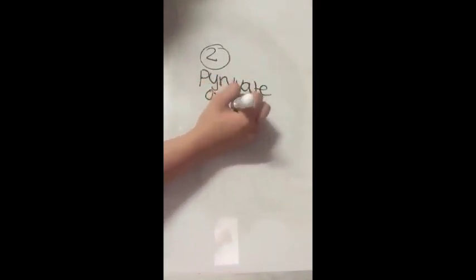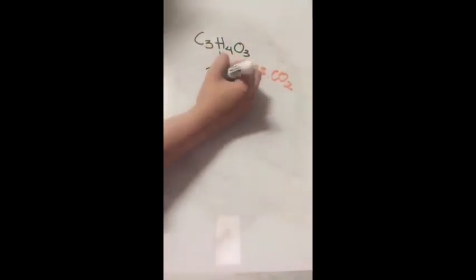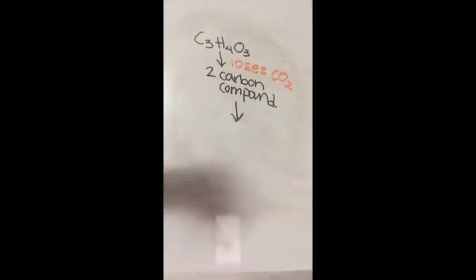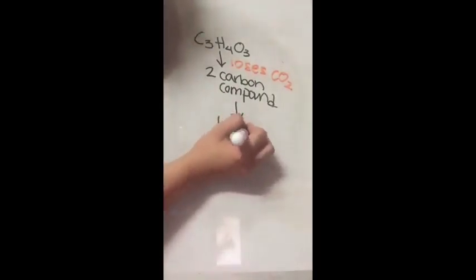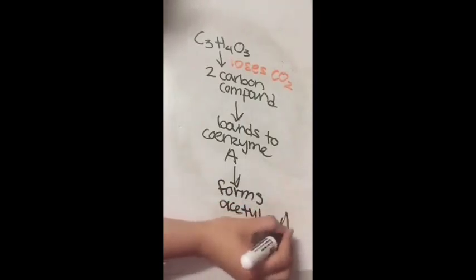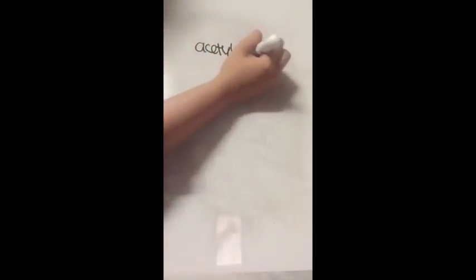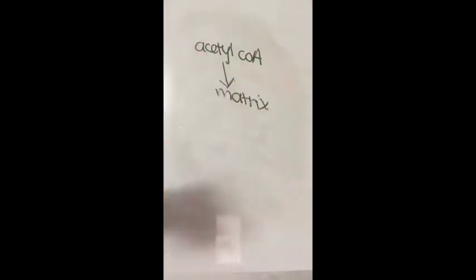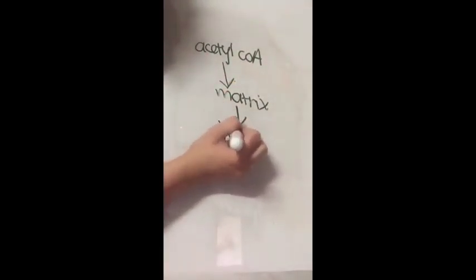Next comes the process of pyruvate oxidation, which requires oxygen. A pyruvate molecule loses a carbon dioxide group, becoming a 2-carbon compound. This molecule now binds to coenzyme A to form acetyl-CoA. This acetyl-CoA moves on to the next part of the cycle in the mitochondrial matrix, called the Krebs cycle.